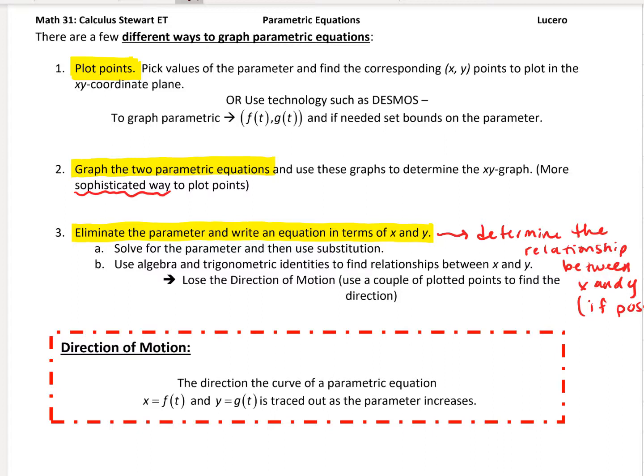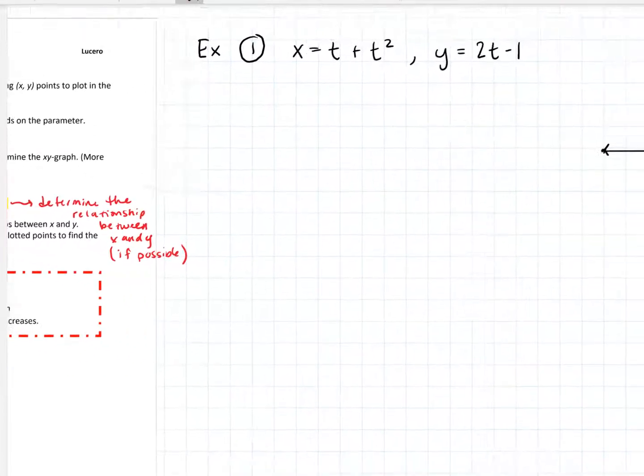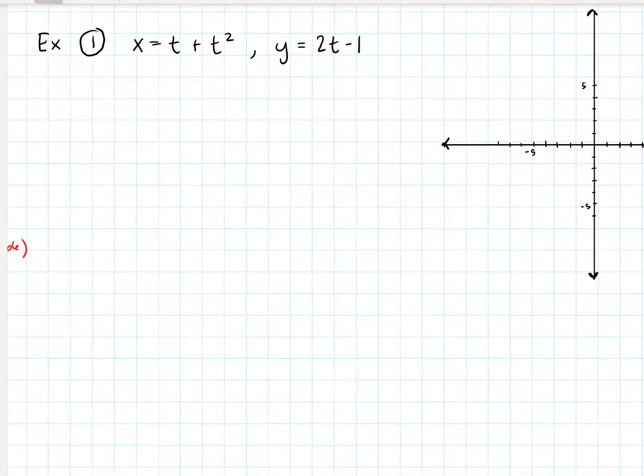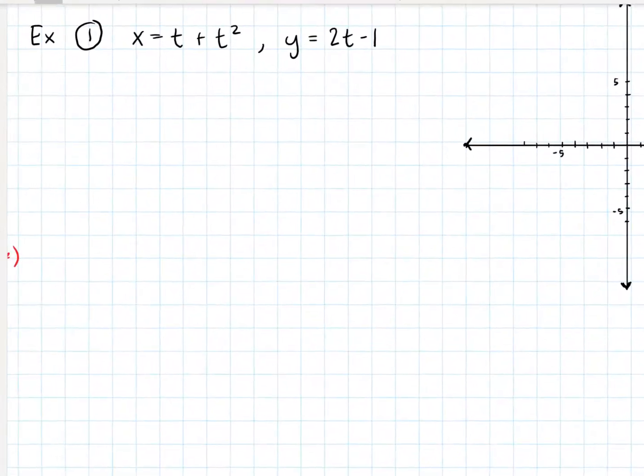The problem with that, though, is that we do lose a little bit of data. We lose the parameter, so we lose things like the direction of motion, which I defined when we were talking about those first couple of graphs. The direction of motion is just the direction of the curve traced out by the ordered pairs as the parameter t increases. All right, so we're going to explore all three of those options, but I just wanted to talk about how those are three ways to graph parametric equations. So we'll start with the first one.